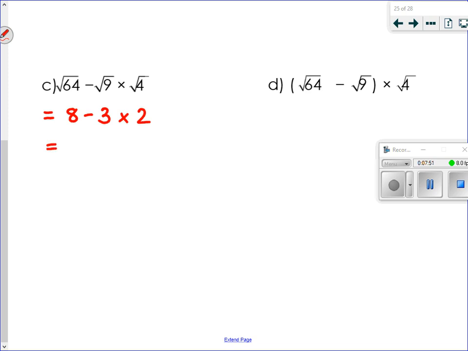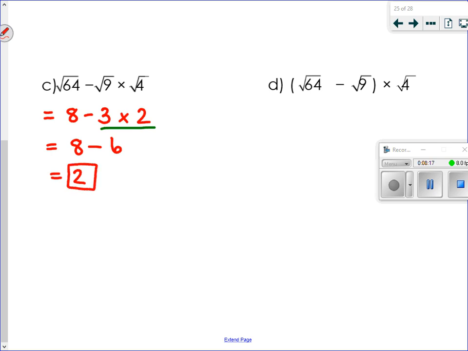I have to make sure that I'm using correct order of operations. And order of operations says I'm going to multiply first before I subtract. Right? So I have to do 3 times 2, which is 6. And then last step I'm going to do the subtraction. 8 minus 6. 8 minus 6 is 2.